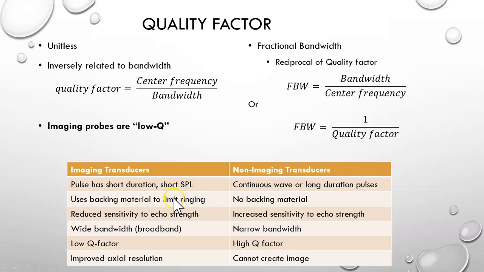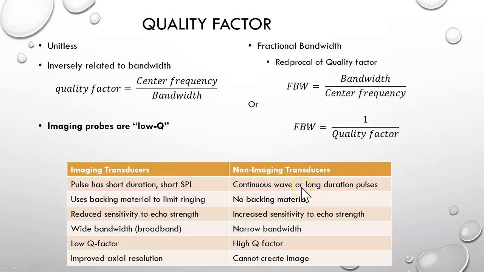So imaging transducers have a short pulse, a very short spatial pulse length. They utilize backing material to limit ringing, which reduces the sensitivity of them to echoes. They have a wide bandwidth. They're known as broadband transducers, which implies a low Q factor. And these also have very good axial resolution.